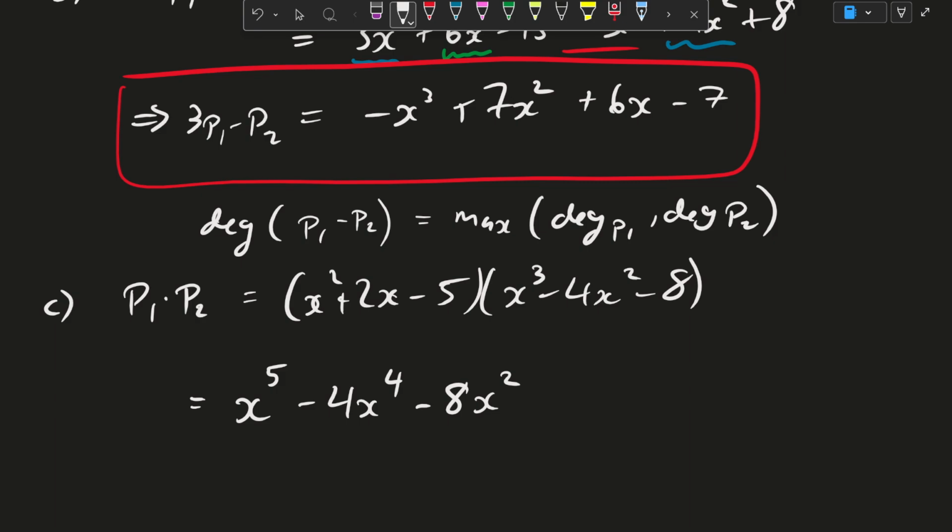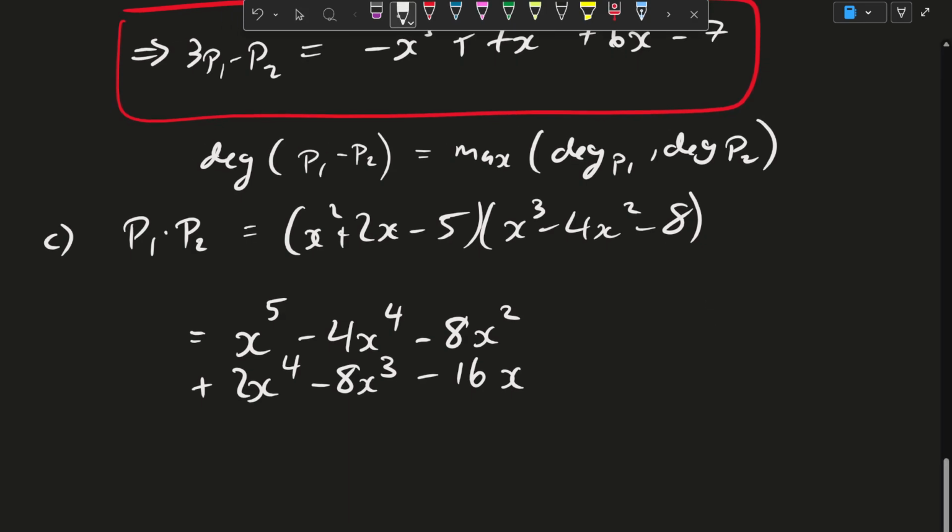Next we'll do the same with the 2x, so we have plus 2x times x cubed gives us x to the 4. 2x times minus 4x squared is minus 8x cubed. And then 2x times minus 8 is minus 16x. And then finally we have the minus 5, so we have minus 5x cubed plus 20x squared plus 40.